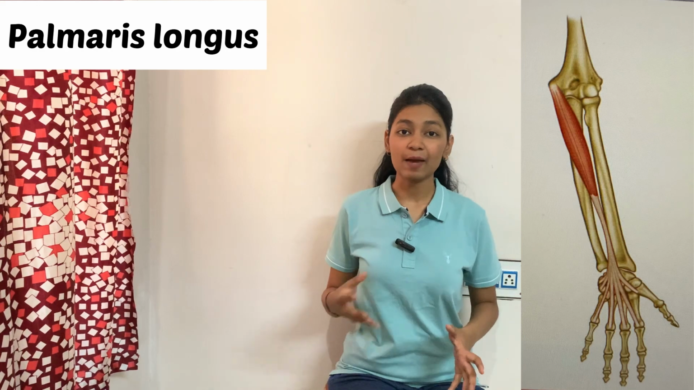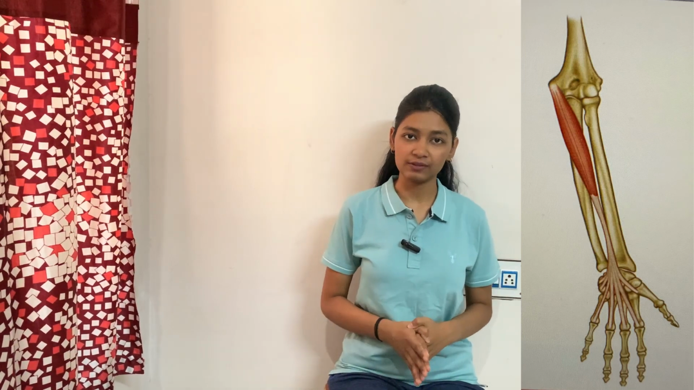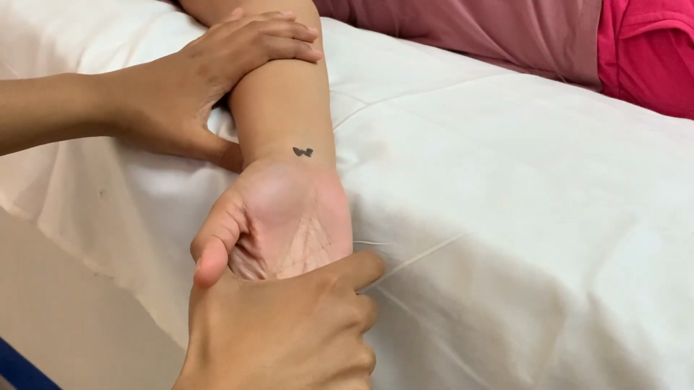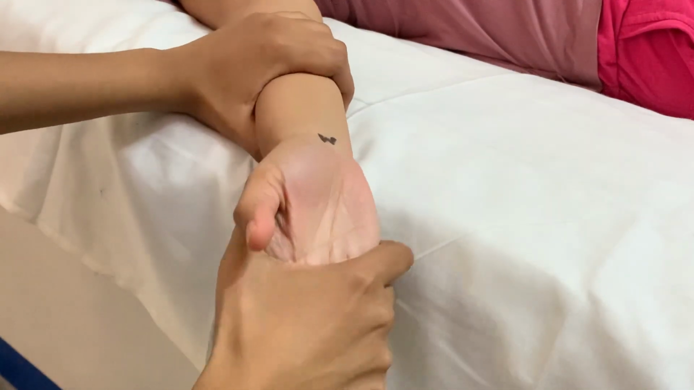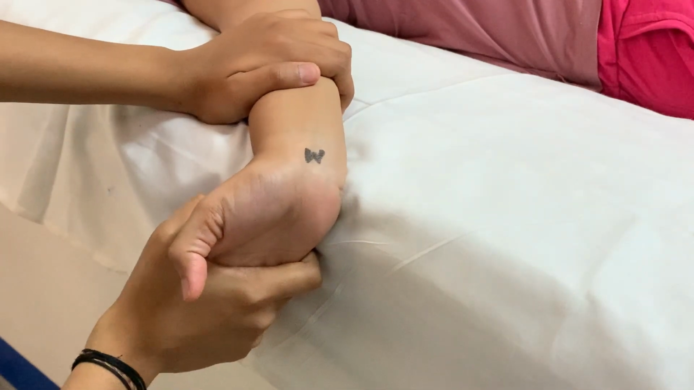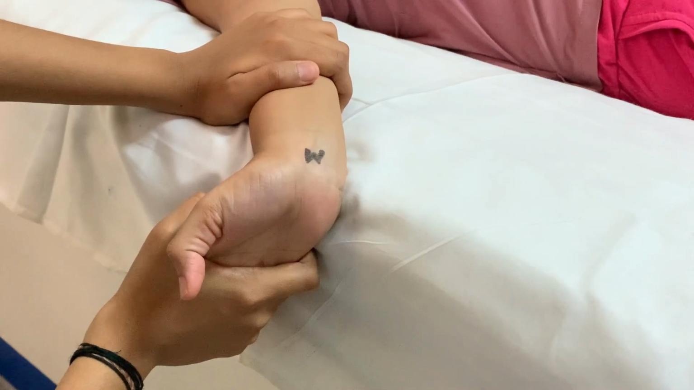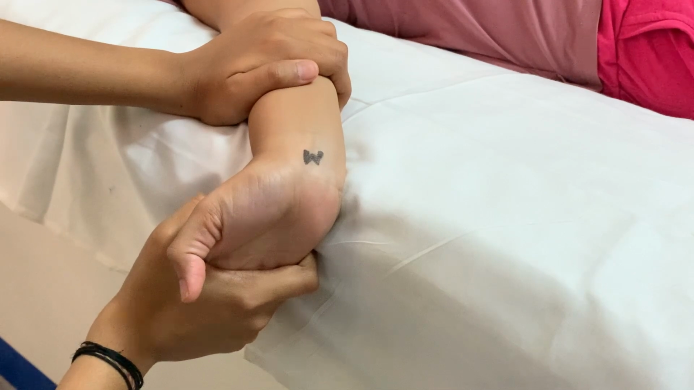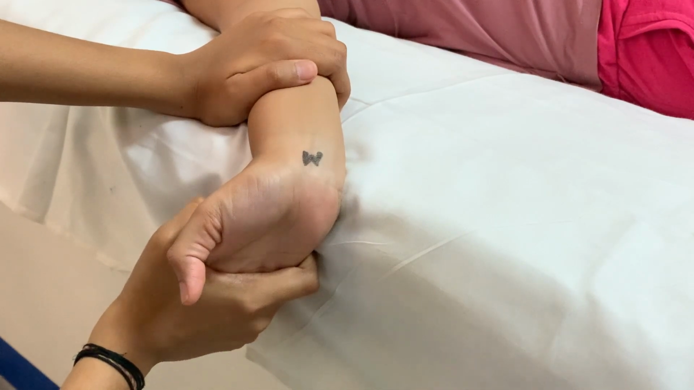Now the next muscle is palmaris longus. This muscle is absent in a small percentage of the population, and it helps in flexion at the wrist joint, and it also helps in tensing the palmar aponeurosis which is present here. To stretch this muscle, we will perform just the opposite of this function. To stretch palmaris longus, I will extend the wrist joint because it helps in flexion. So I will extend the wrist as well as the metacarpophalangeal joints.